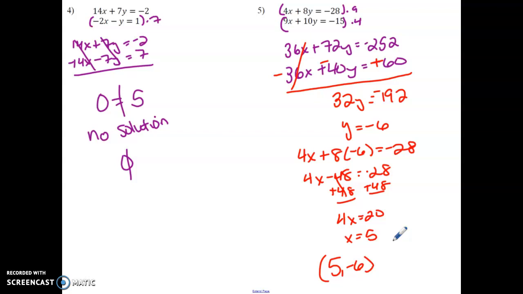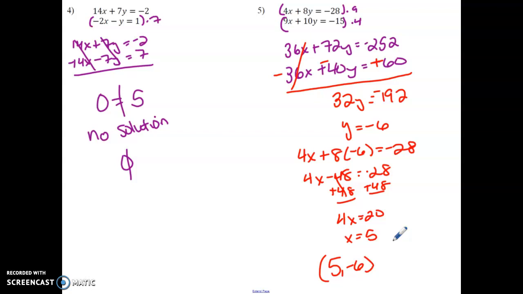For the first one, I have 14x plus 7y equals negative 2 and negative 2x minus y equals 1. If I multiply that second equation by 7, I get 14x and negative 14x, so those will cancel out. So I went ahead and did that. I got negative 14x minus 7y equals 7 for the bottom equation. The top one stayed the same. And then my x's and y's both canceled. So remember from the last lesson, when that happens, if I have no variables left and I get something that's not true, my answer is no solution.